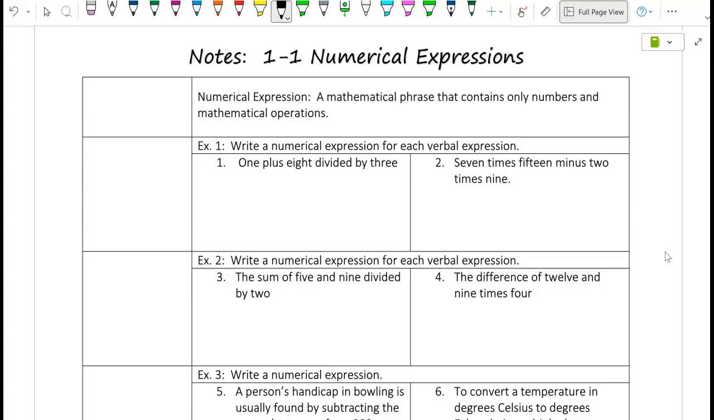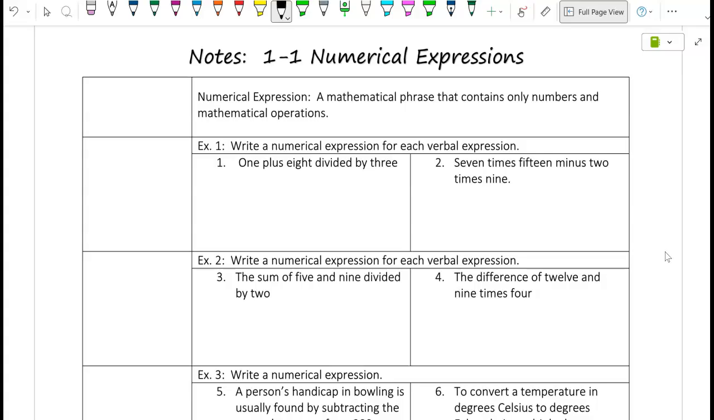All right, so it defines what a numerical expression is for us right there. A mathematical phrase that contains only numbers and mathematical operations. So it's really when we're talking about math and we say the problem out loud, that is a verbal description of what the math is going to entail.